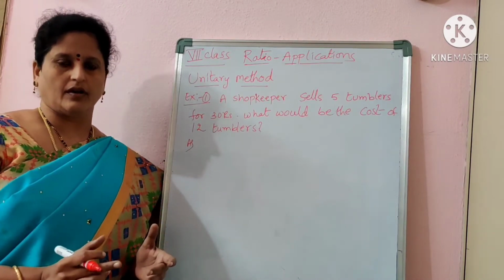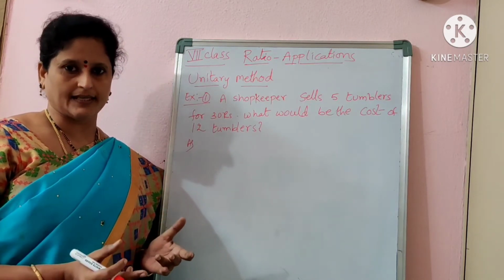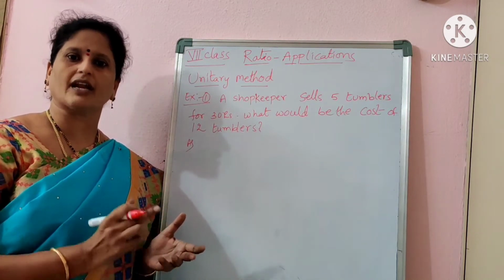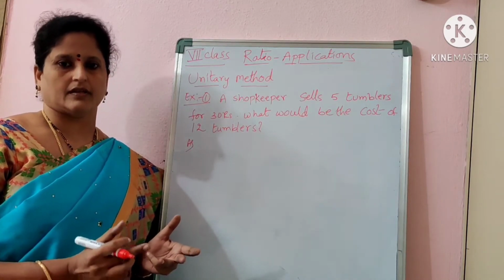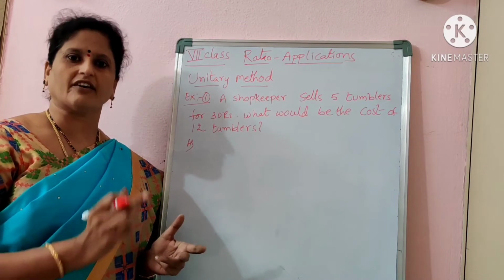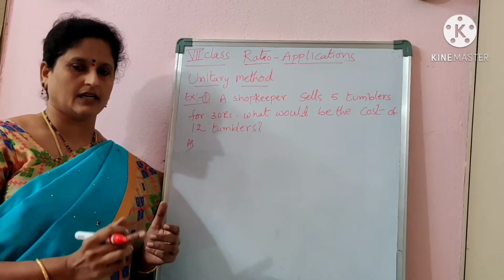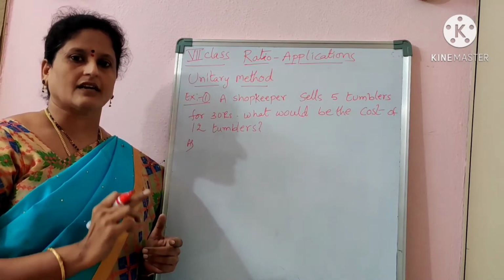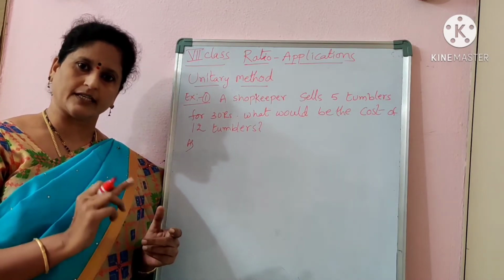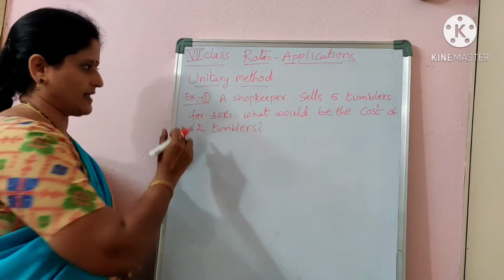For example, the cost of 2 apples is 20 rupees. Find the cost of 12 apples. First we find the cost of 1 apple. Cost of 2 apples is 20, so the cost of 1 apple is 10 rupees. Then the cost of 12 apples is 12 into 10, 120. Already we know that.